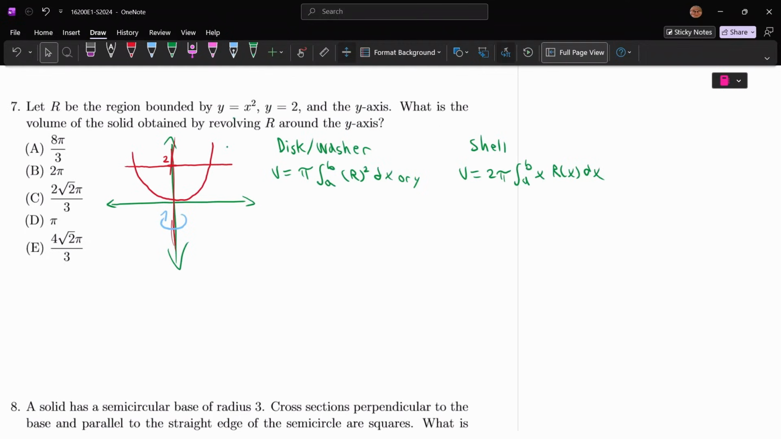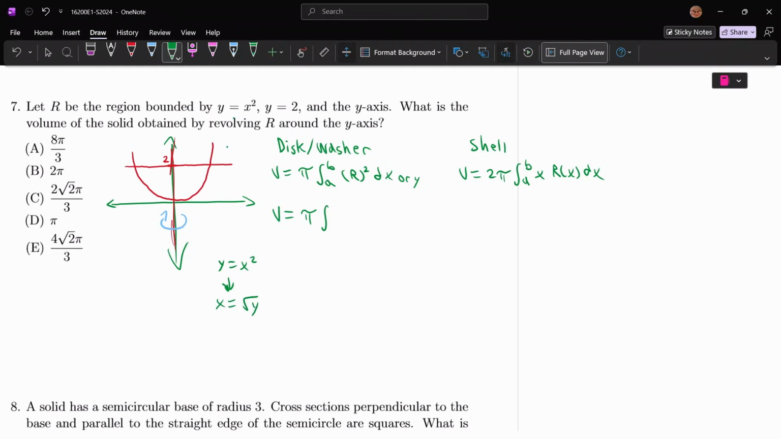So for this question, if we want to use the disk and washer method, we're going to have to change our equations and rewrite them in terms of y. The reason is that since our axis of rotation is the y-axis, and the slices are perpendicular to it, we're going to have to integrate with respect to y instead. So using the disk and washer method, you get V equals pi times our boundaries times this expression reworked in terms of y. So y equals x squared is going to have to turn into x equals the square root of y, and then we take an integral.